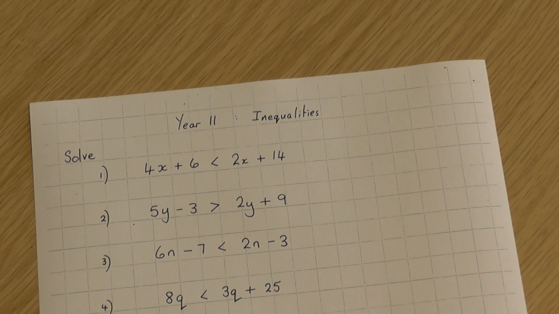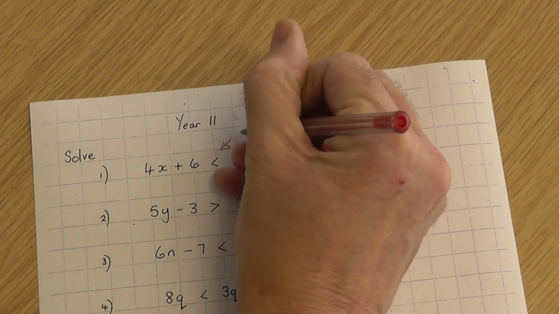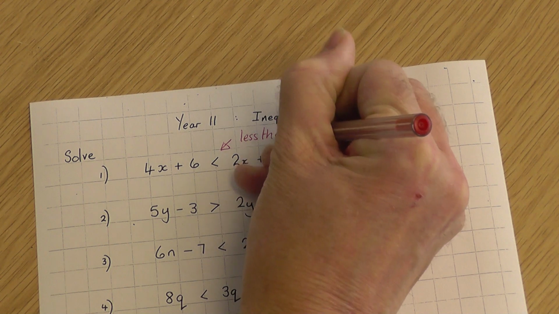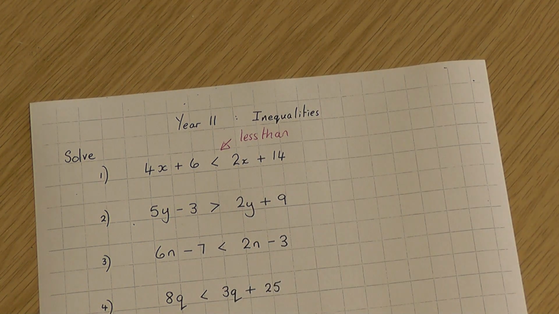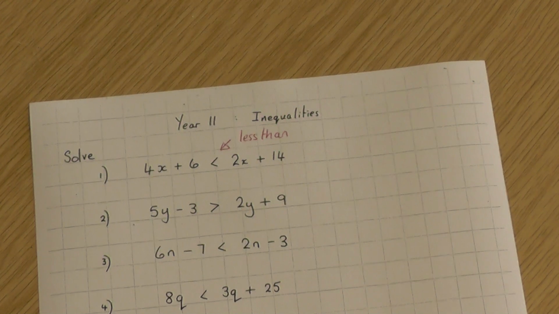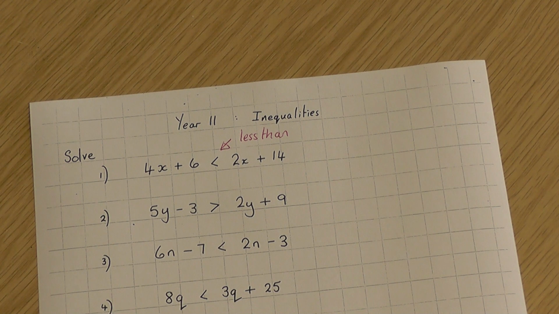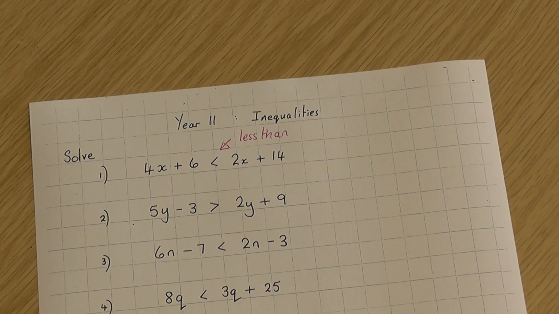Number one, we've got 4x plus 6, and then that symbol there means less than. So an arrow pointing to the left means less than. So 4x plus 6 is less than 2x plus 14. If you're told that is the statement, what you've got to do is find all the x values that make that a true statement.